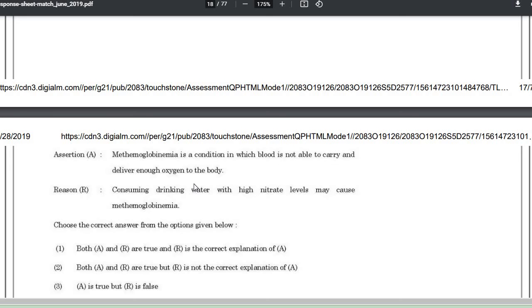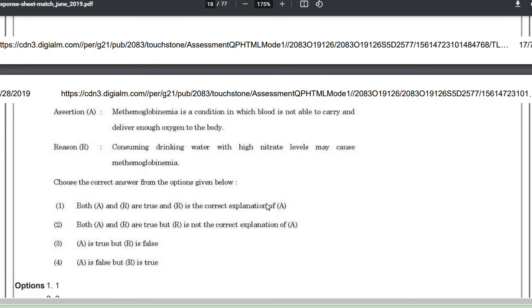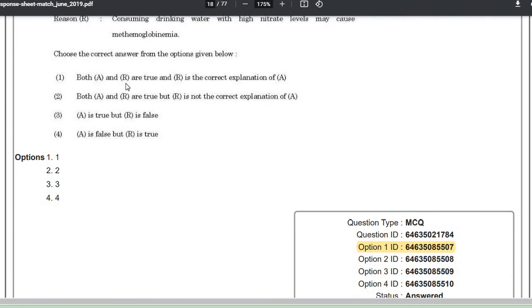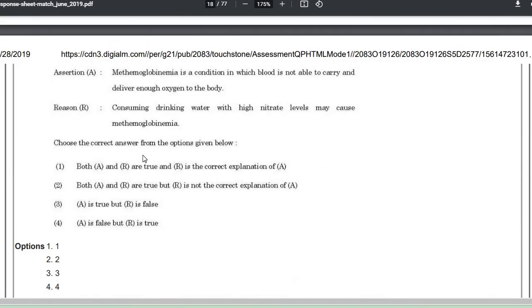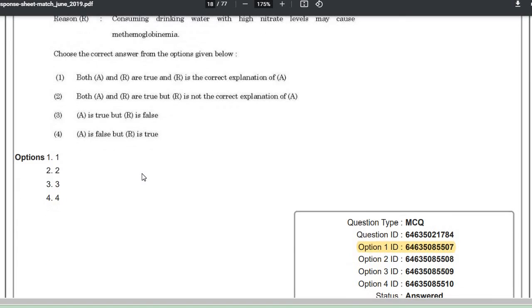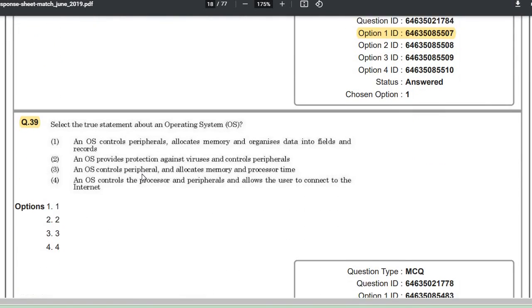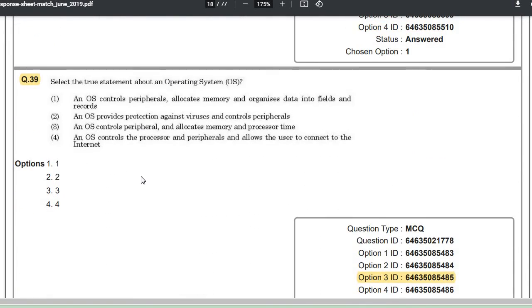So the answer is true for the assertion as well as the reason. Both A and R are true and R is the correct explanation of A. So the answer is option 1 for question number 38. Now coming to question number 39.